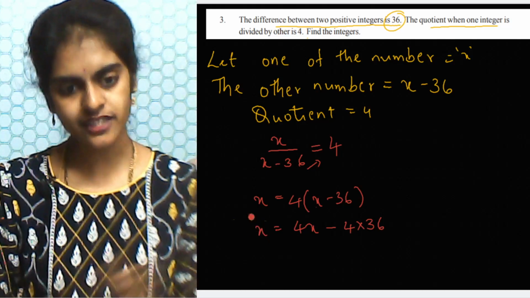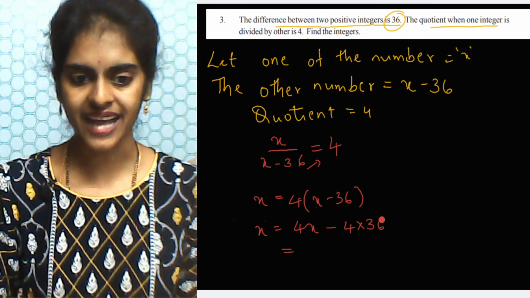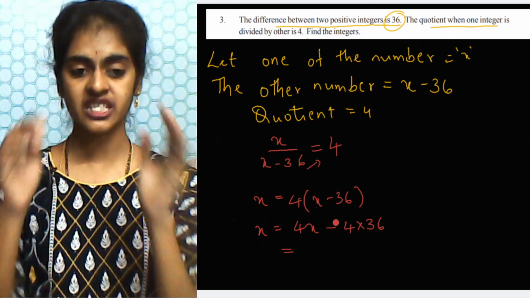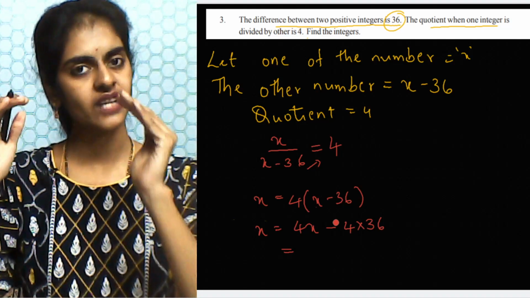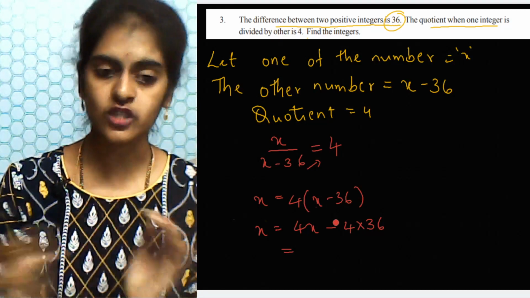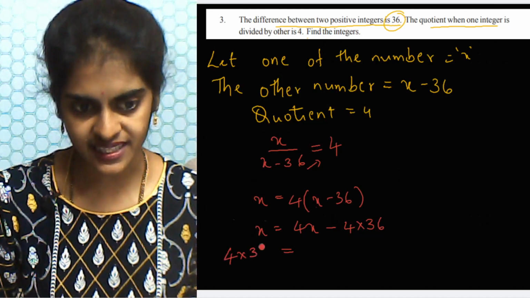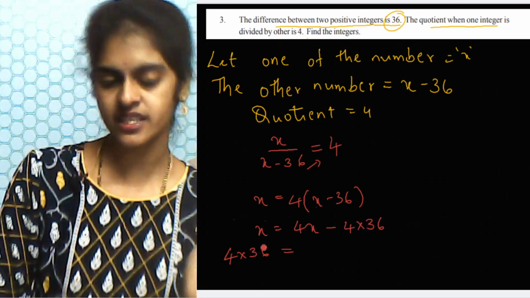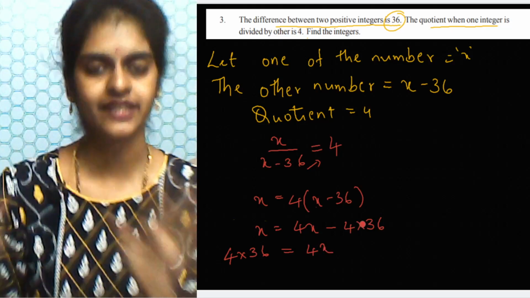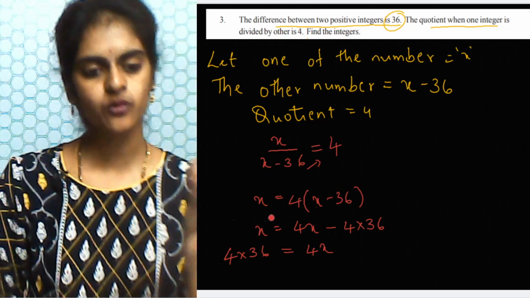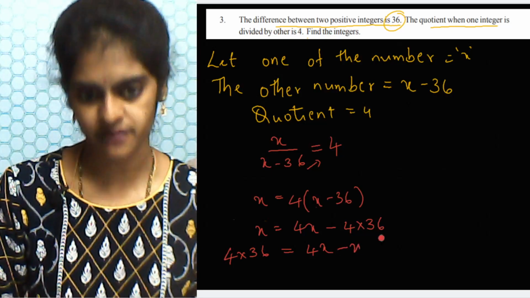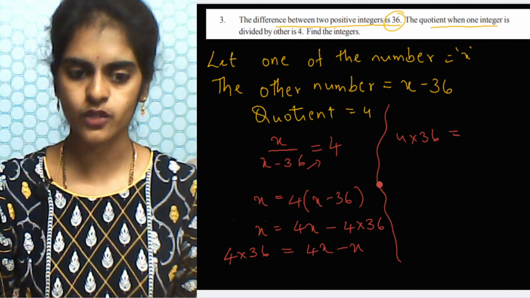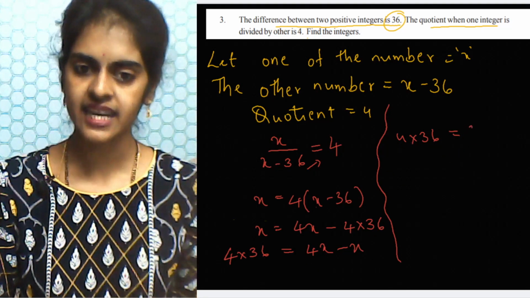I want the value of x, so let me send this x to the RHS. And I want to send this minus 4 into 36, a negative number, to the LHS. Transposing this negative number to the LHS, it becomes positive, so this becomes 4 into 36. I have 4x here, let it be there, and this plus x transposed to the RHS becomes minus x. Now 4 into 36 is equal to 4x minus x, and 4x minus x is 3x.